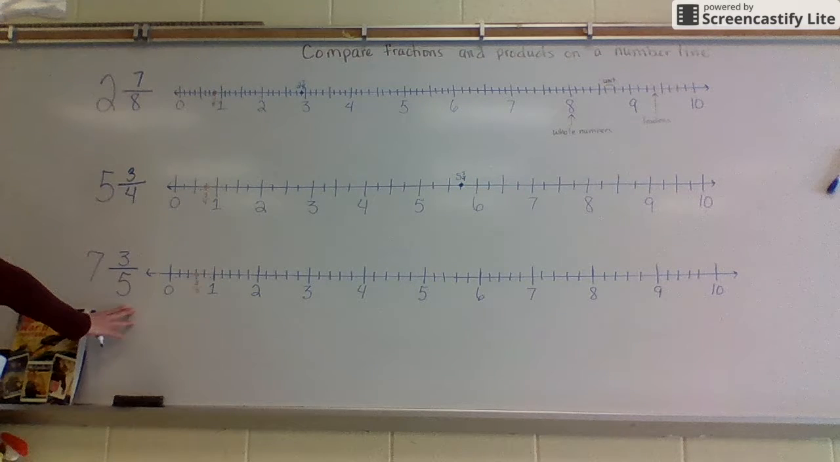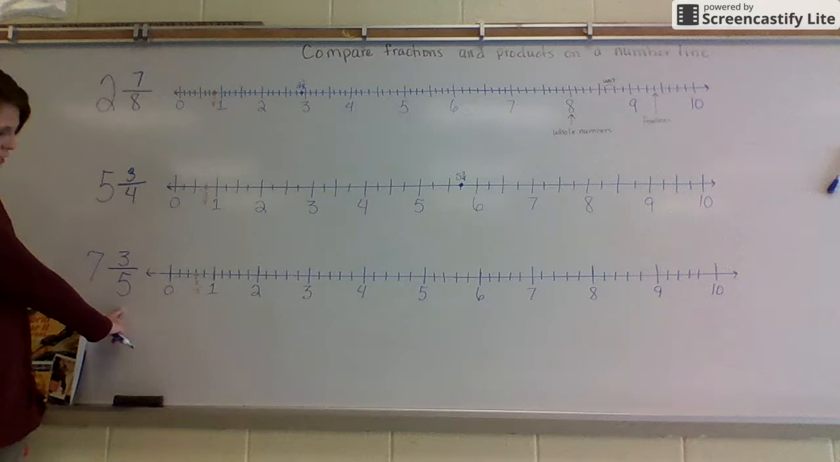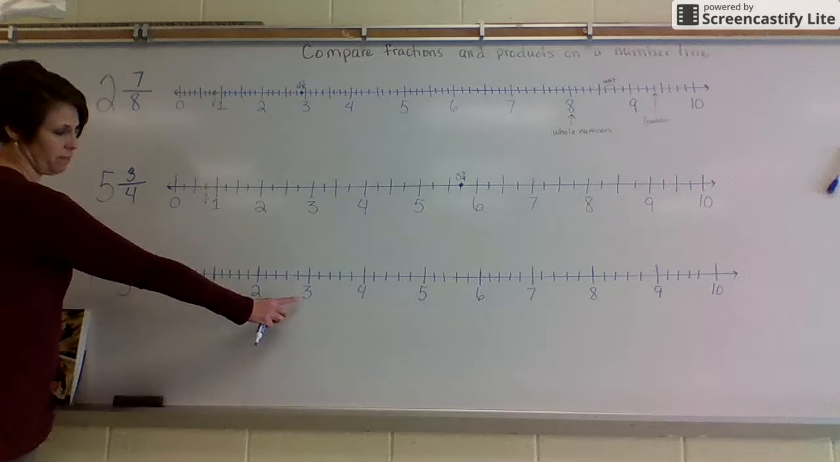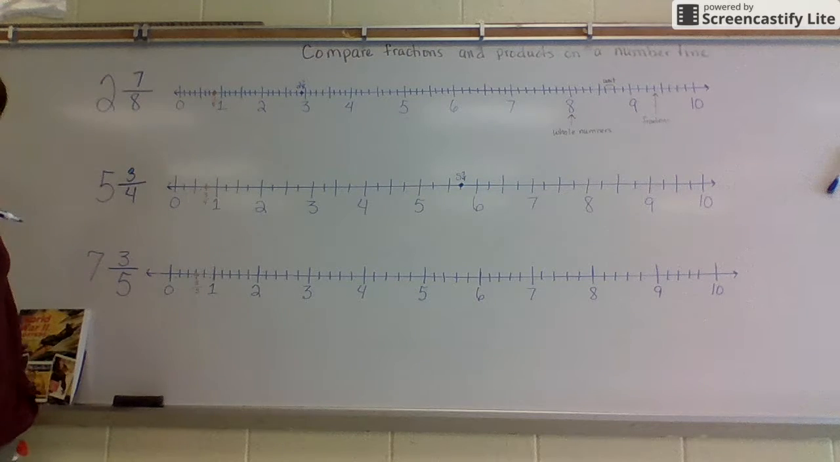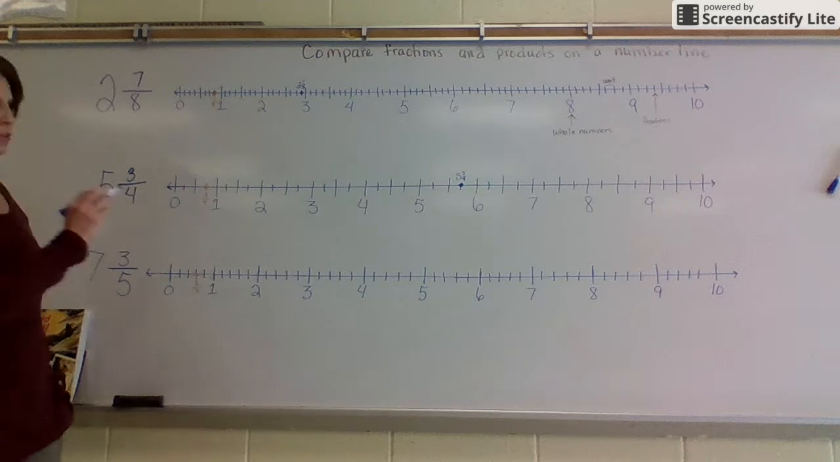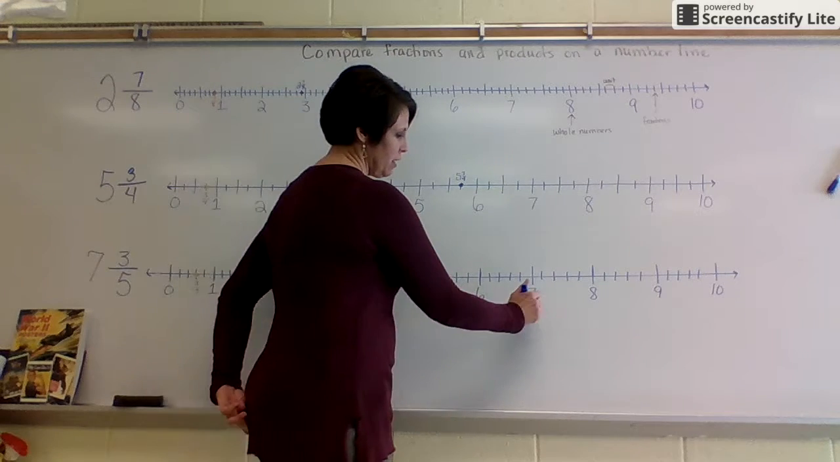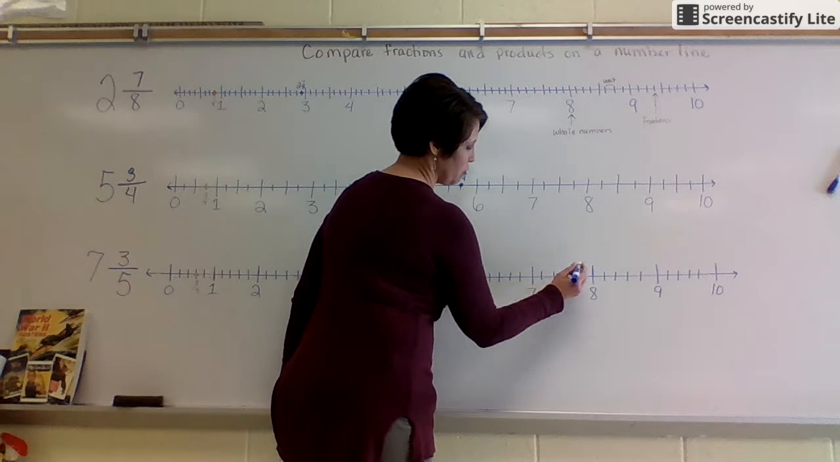Okay, so we're going to plot on our bottom one 7 3/5. First, we have to find our whole number, which is 7. And we already know that we have 5 units between every whole number. And so we find our whole number 7, and how many tick marks will we count over? 3. So here's my whole number 7, and I'm going to count over 1, 2, 3.